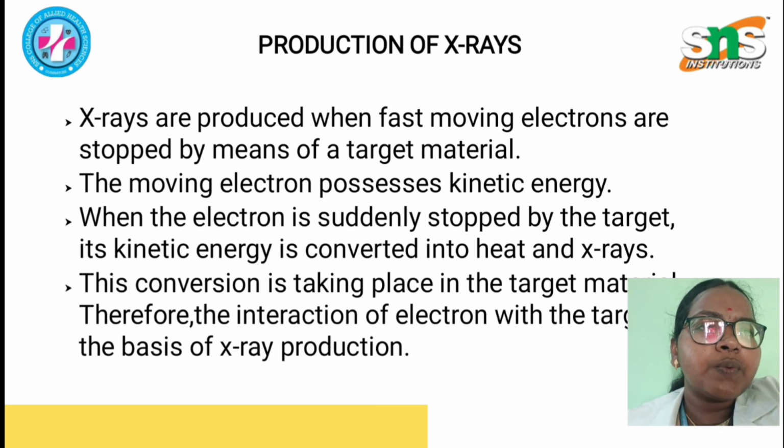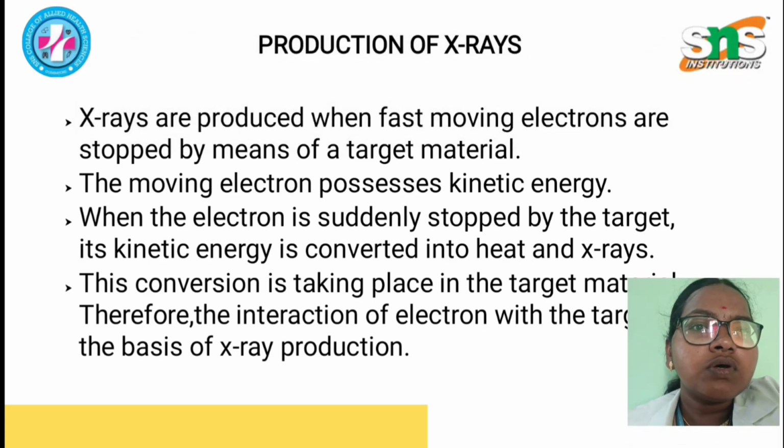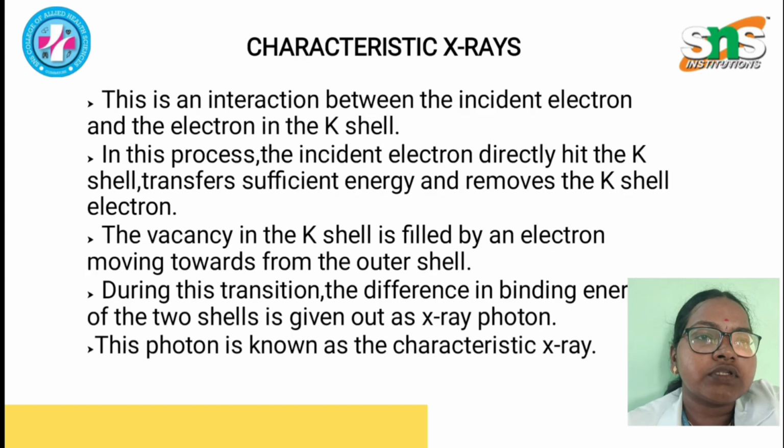So, production of X-rays. X-rays are produced when fast moving electrons are stopped by a target material. The moving electron possesses kinetic energy, and this kinetic energy is converted into heat and X-rays. This conversion takes place in the target material, which is the anode, and therefore the interaction of electrons is the basis for X-ray production.